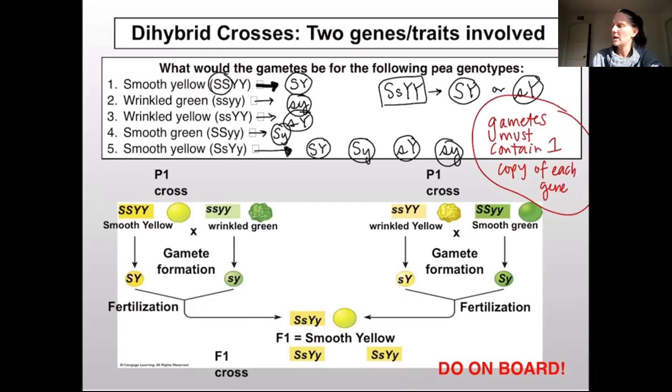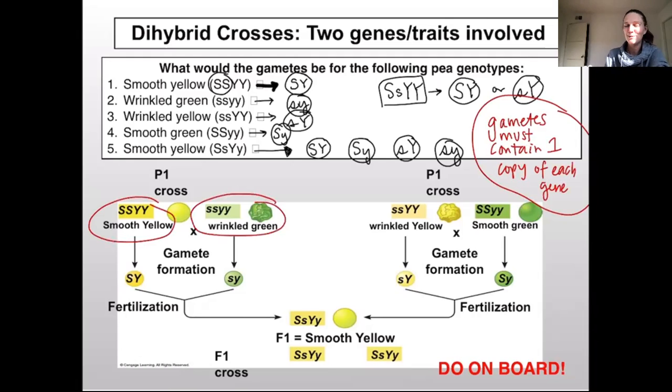So what we have here is an example where we are taking true breeding smooth yellow and true breeding wrinkled green. Those are both true breeding, meaning they're homozygous for both genes. And so if we look at their gametes, this smooth yellow can only make big S, big Y. The wrinkled green can only make little s, little y, right? When they come together, you are going to fertilize those.